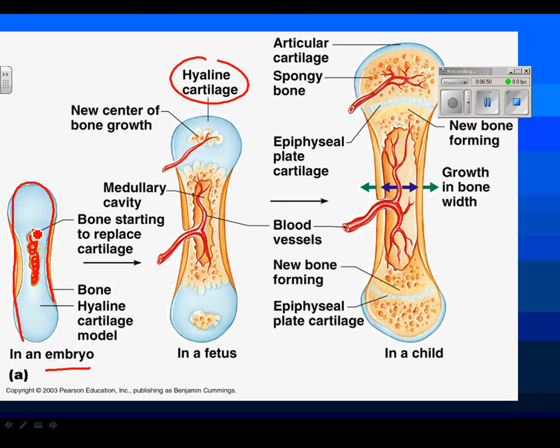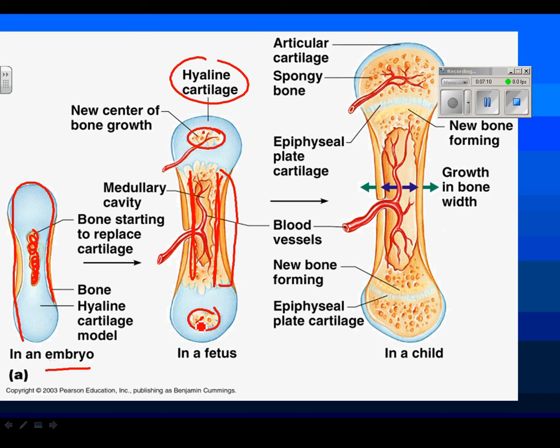In a fetus of 3 to 6 months old, there are actually 3 deposition centers for bone, 2 on the outside in the epiphysis, and 1 in the diaphysis. And this one is producing compact bone, and these are producing spongy bone.